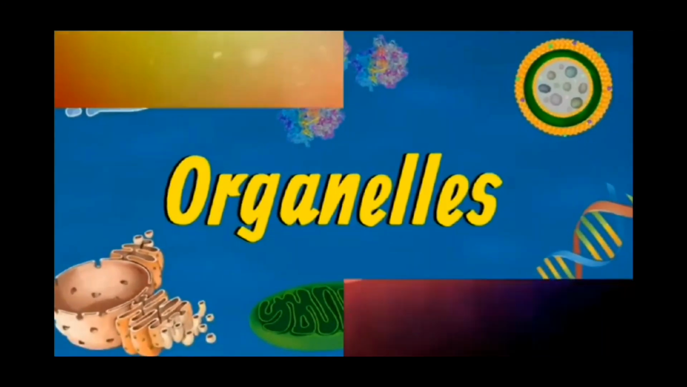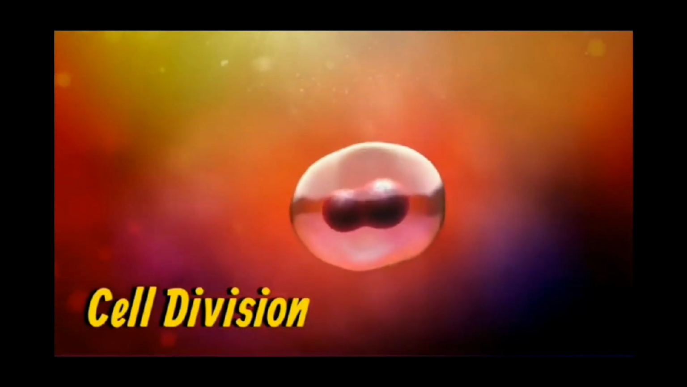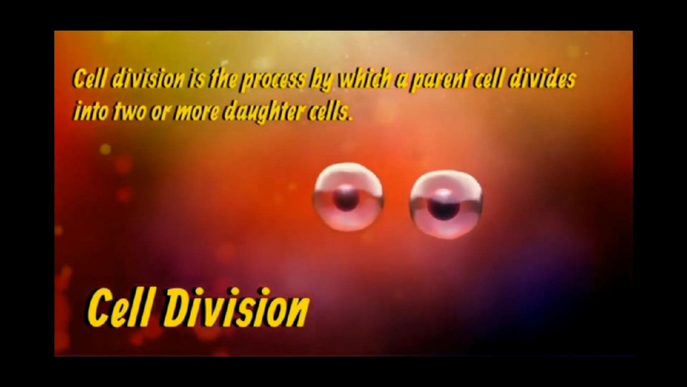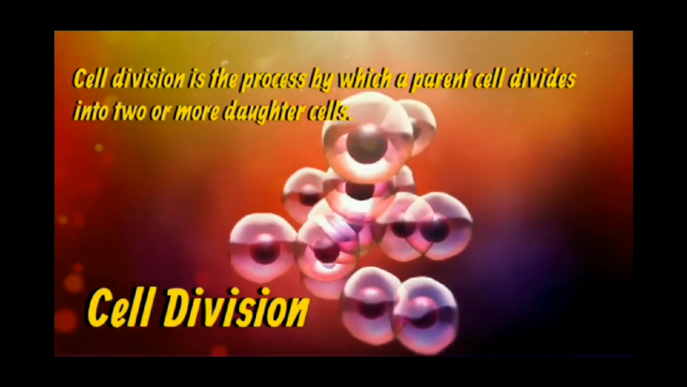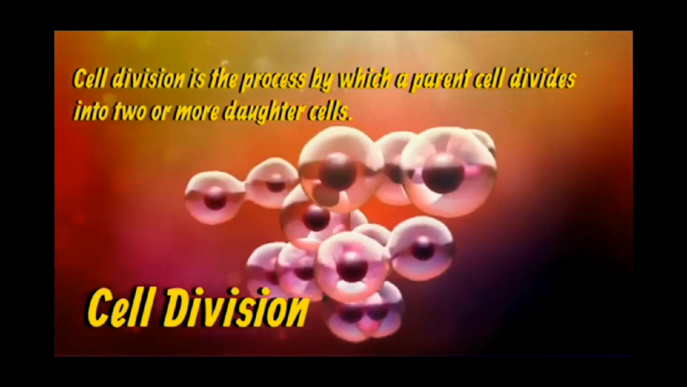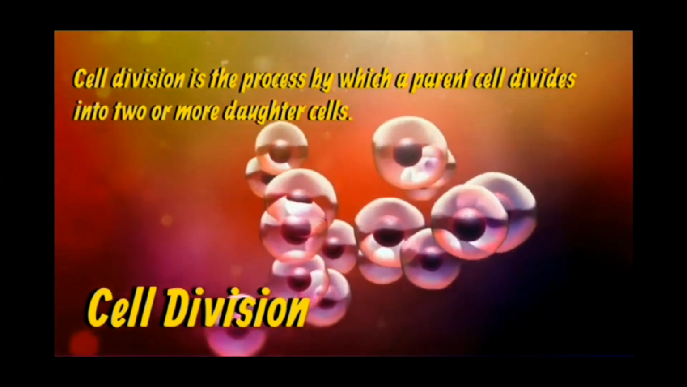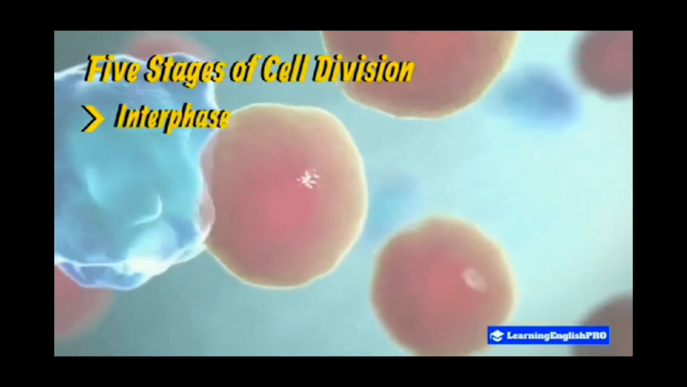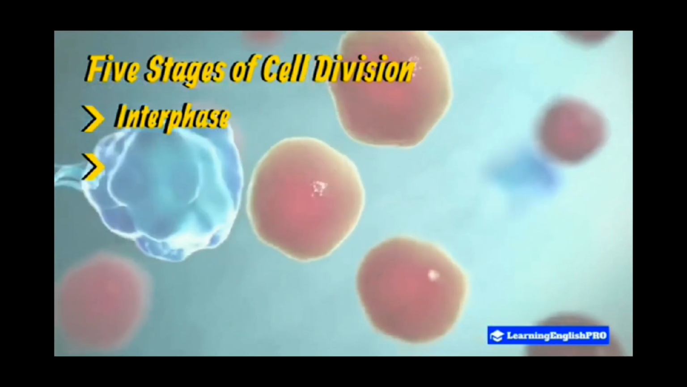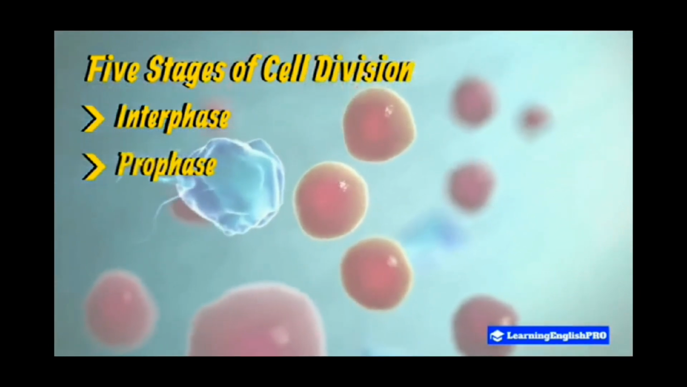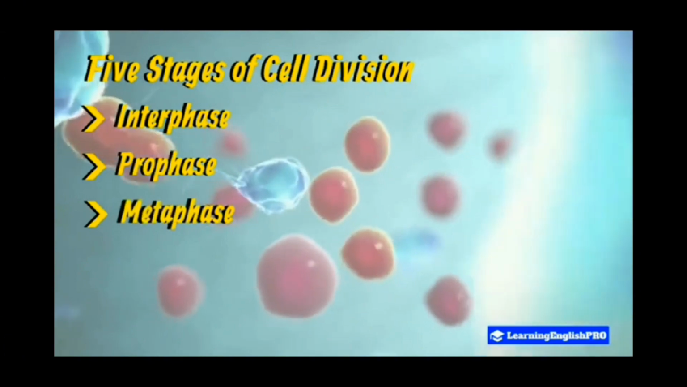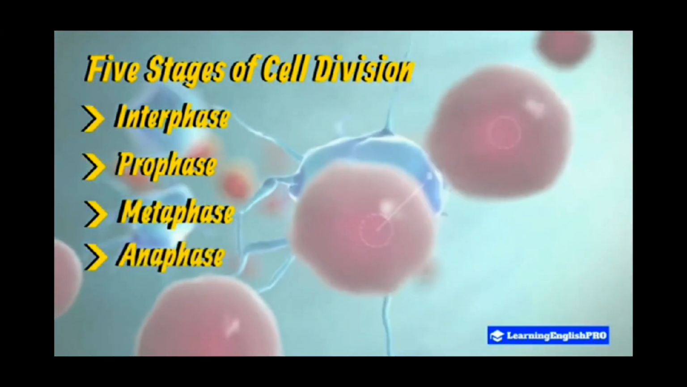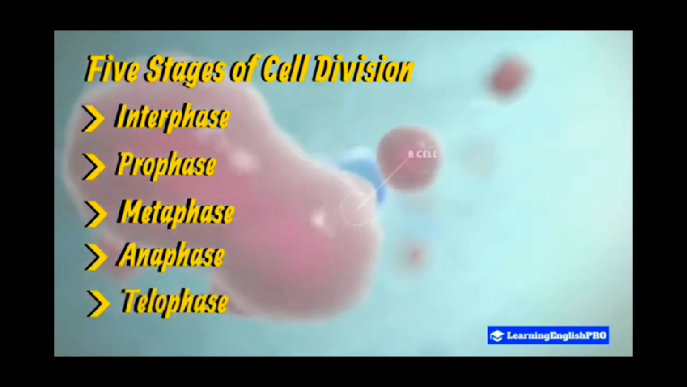Let's move on and look at cell division. Cell division is the process by which a parent cell divides into two or more daughter cells. And with cell division, there are five different distinct stages. The first is called interphase. Next up, we have prophase. The third stage is the metaphase. Following this, we have the anaphase. And the last phase in cell division is the telophase.